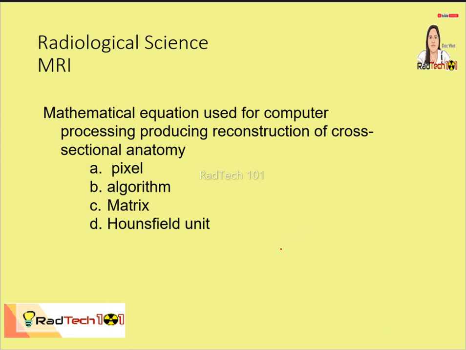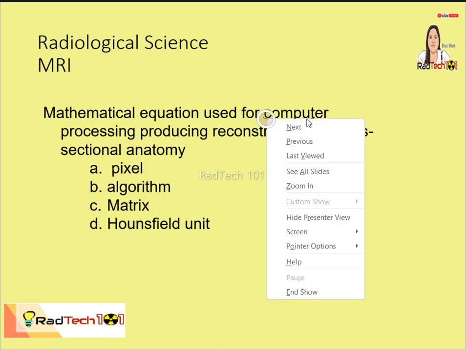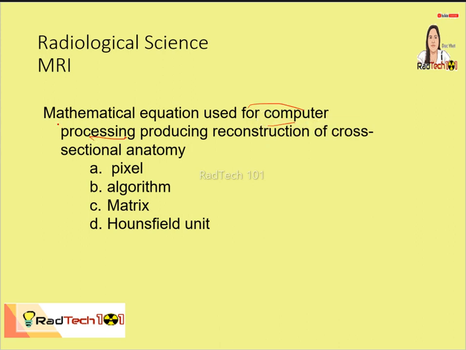Next, a mathematical equation used for computer processing. So, may keyword na kayo dito, computer processing, tapos mathematical equation. So, this refers to algorithm. So, pixel is picture element. Tapos yung matrix naman is two-dimensional grid of pixels. And the matrix also determines the number of rows and columns in an image. And of course, you're familiar with the Hounsfield unit. The linear attenuation coefficient.